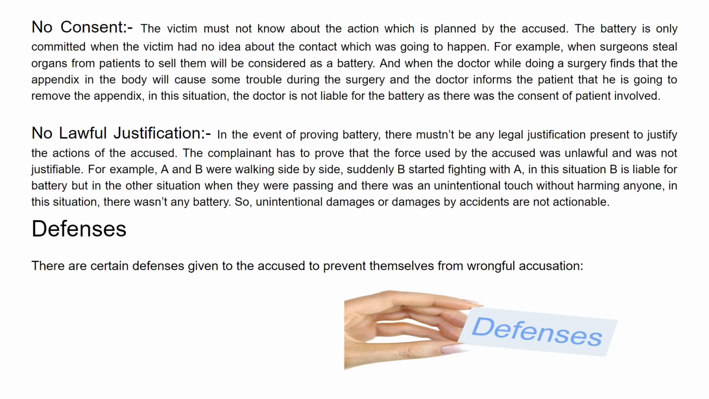No lawful justification in the event of proving battery. There mustn't be any legal justification present to justify the actions of the accused. The complainant has to prove that the force used by the accused was unlawful and was not justifiable. For example, A and B were walking side by side, suddenly B started fighting with A. In this situation B is liable for battery, but in the other situation when they were passing and there was an unintentional touch without harming anyone, in this situation, there wasn't any battery. So, unintentional damages or damages by accidents are not actionable.